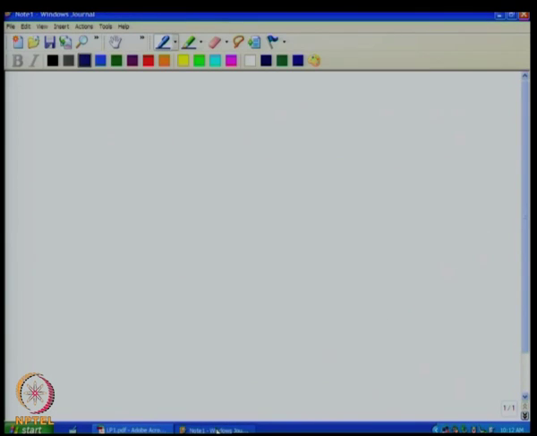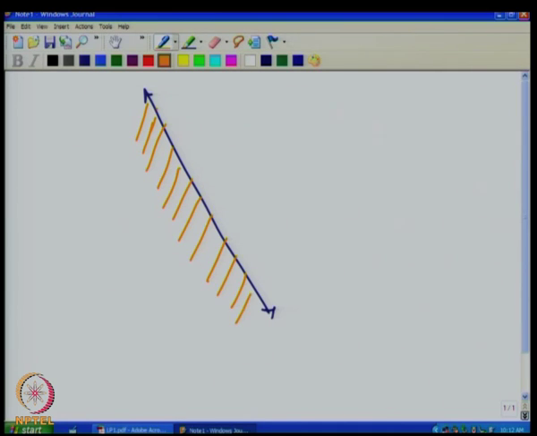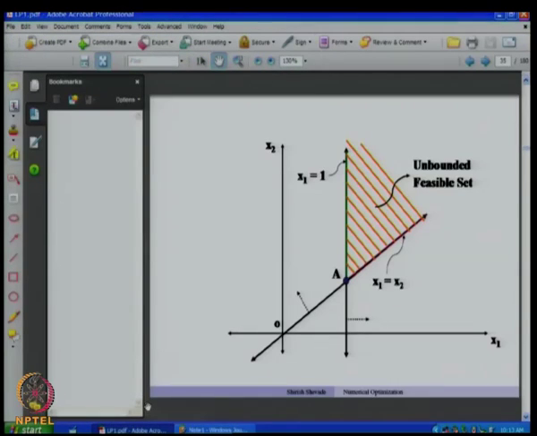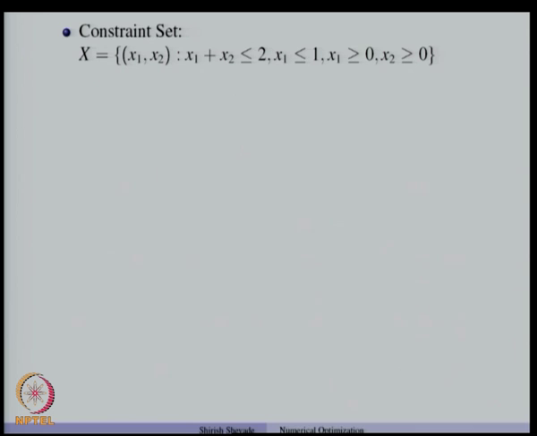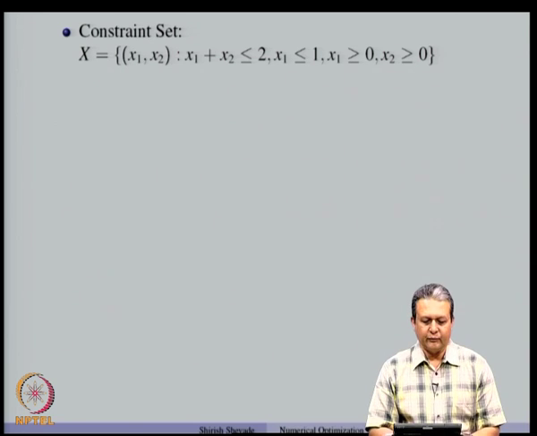So, we saw that if the constraint set is the half space shown by the shaded region, then this constraint set does not have a vertex. The only extreme point in this case is the point A. Now, let us see more about these constraint sets.